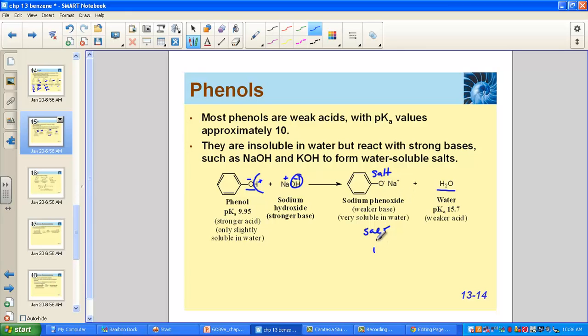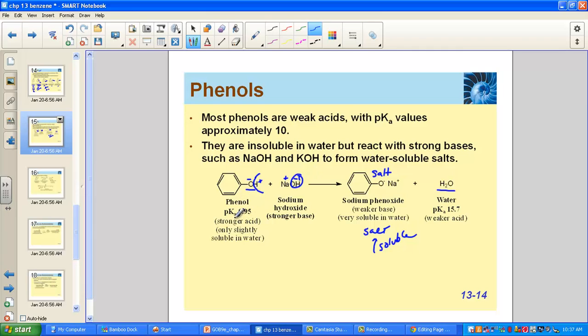It is a much weaker base, and now is very soluble in water. The positive ion of sodium can very nicely dissolve in the water. Phenol, which is insoluble, turns into a water-soluble salt with treatment of a strong base, such as sodium or potassium hydroxides.